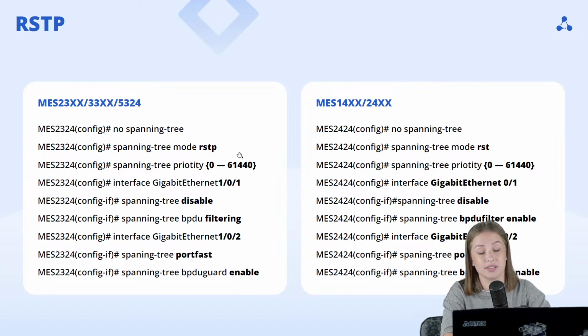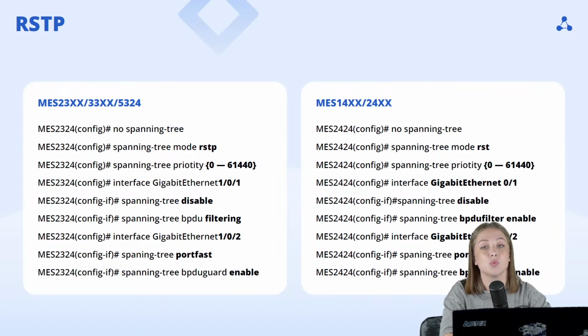Globally, the spanning tree protocol is enabled by default. To disable it, we can use the command no spanning-tree in the global configuration mode. With the second command, we can just choose the mode that we want. In our case, it's RSTP. With the third command, we can switch the Ethernet switch to the root state using the spanning-tree priority with the value 0. By default, this value is 32768.